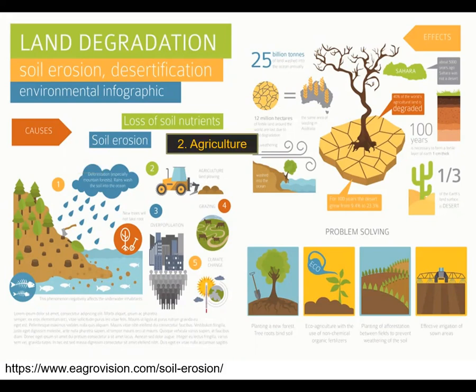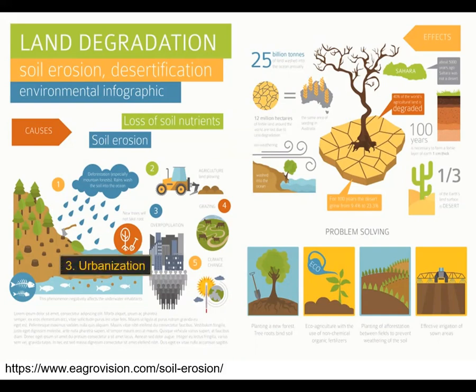Agriculture. Agriculture can cause deforestation. Agriculture also causes soil erosion because the soil is tilled or plowed. Next, number three, urbanization also causes soil erosion because of the construction that is being made and many other human activities. Of course, overgrazing causes soil erosion because of the resulting desertification.